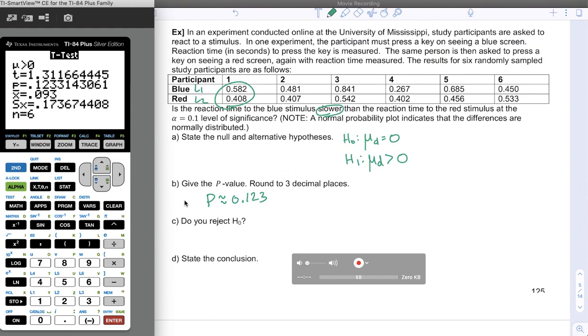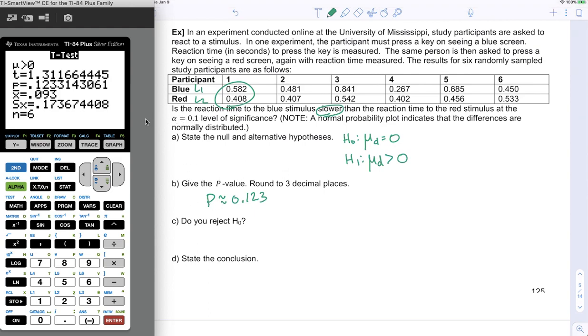Okay, so our p-value is 0.123. Our significance level was 0.1. So this means that p is greater than alpha, which means our sample evidence is not considered statistically significant. So part C says, do you reject H0? The answer is no, because p is greater than alpha.